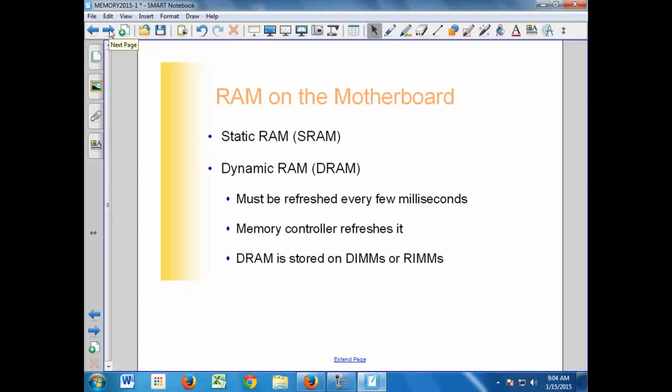There are two kinds of memory on our motherboard. We have static and dynamic RAM in our computer, okay? Static is just that. It's static. You write to it, it's there. It stays there as long as there's power, okay?